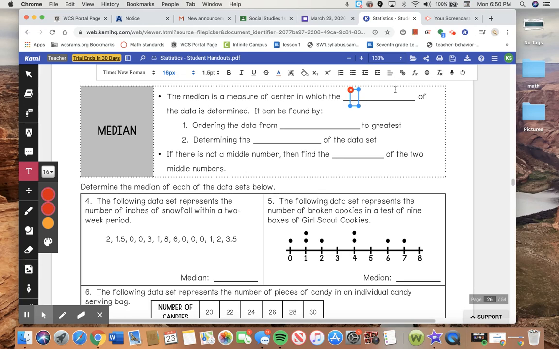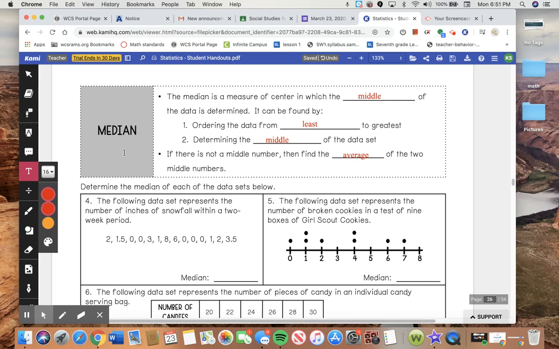The median is a measure of center in which the middle of data is determined. So median, middle, that can kind of help. This is very, very important. To find the median, you have to make sure that you are ordering the data from least to greatest. Then you have to determine the middle of the data set. If there's not a middle number, then find the average of those two middle numbers.